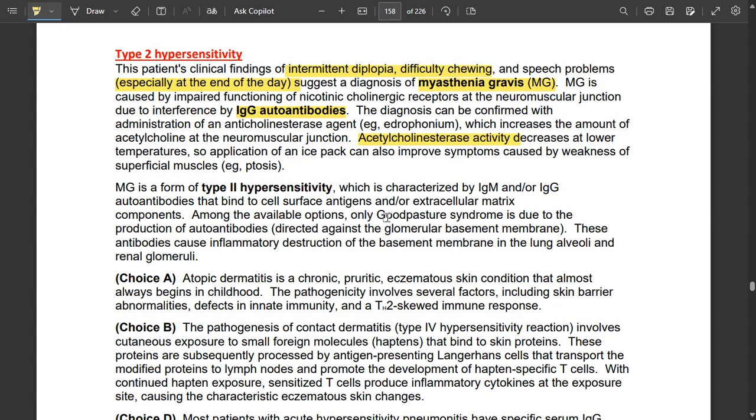Among the available options, only Goodpasture syndrome is due to the production of autoantibodies directed against the glomerular basement membrane. This antibody causes destruction of the basement membrane in the lung alveoli and the glomeruli.